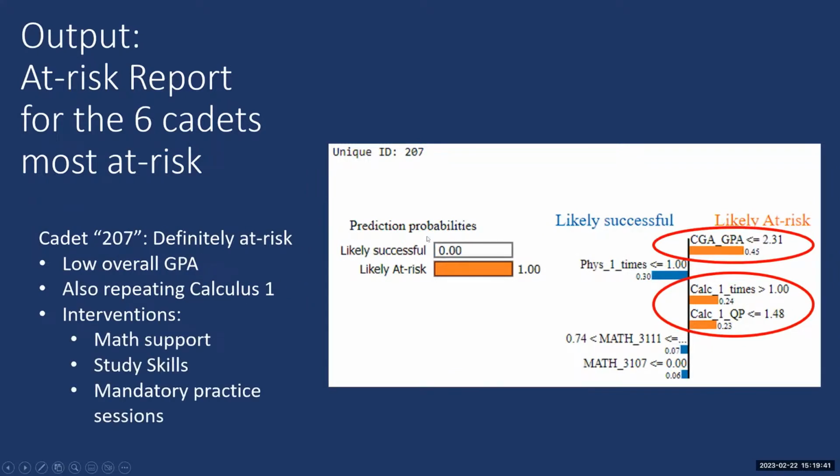On the other hand, cadet number 207 not only did poorly in Calculus 1 when they took it, but also seems to be struggling overall. They've got a GPA of 2.3 or so. And so in addition to getting them into some math support, we might want to focus more on study skills, and in Physics 1 in particular, we might want to get them into some of our mandatory practice sessions, with the hope that if we can get them through Physics 1, they can find their footing and transition into the fleet where they can serve their country.